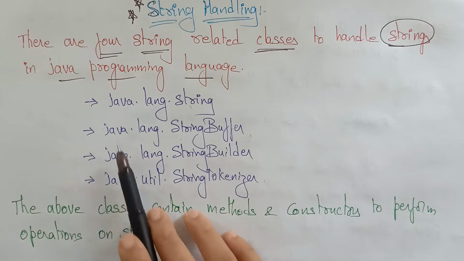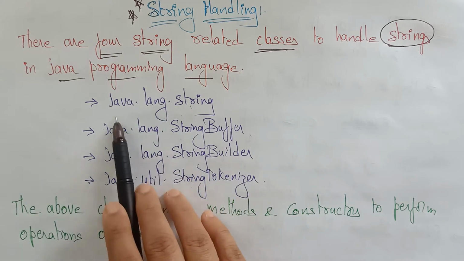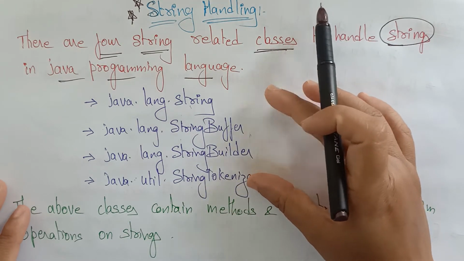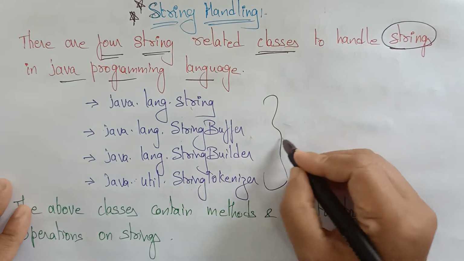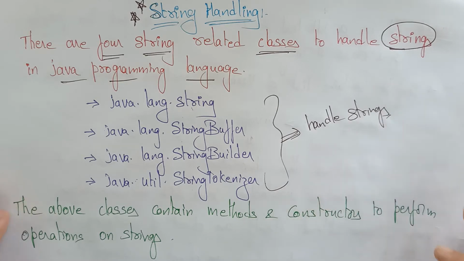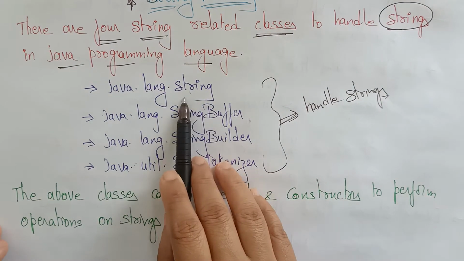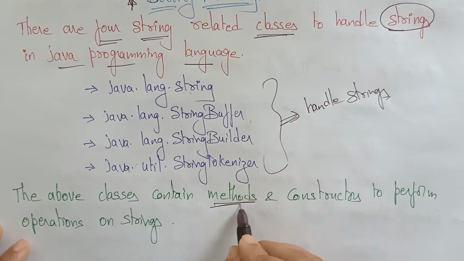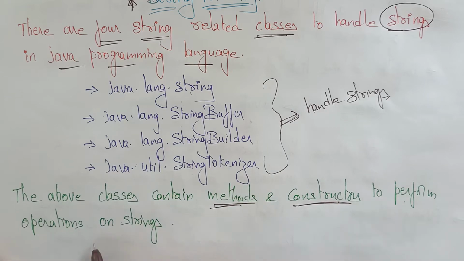Java is a package and lang is a sub package. Java.lang.String. So these are all the 4 string related classes which are used to handle strings in the Java programming language. These classes contain methods as well as constructors which are used to perform operations on strings. So there are predefined methods and constructors which are helpful in performing operations on strings.